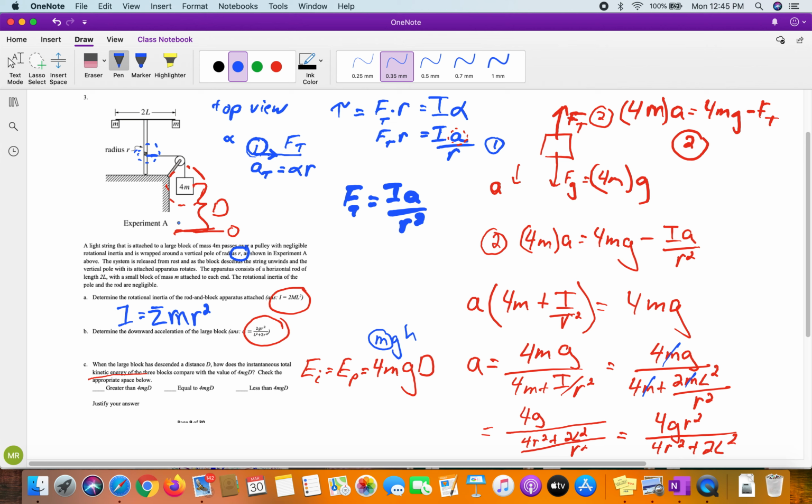Now, just before the block hits, what kind of energy have I got? Well, it's no longer got potential, it's got kinetic, and then this thing's also rotating, so it's got rotational kinetic energy. Point is, all it's got at the end is kinetic energy. All of this potential gets converted to kinetic energy. So the final instantaneous total kinetic energy of the 3 blocks should be equal. And you can justify it by talking about conservation of energy.